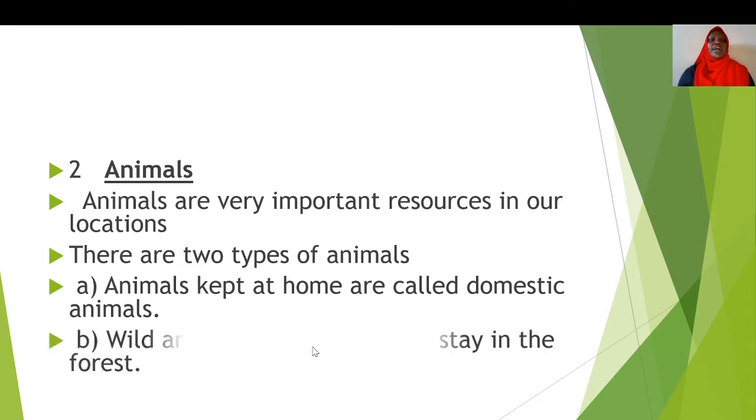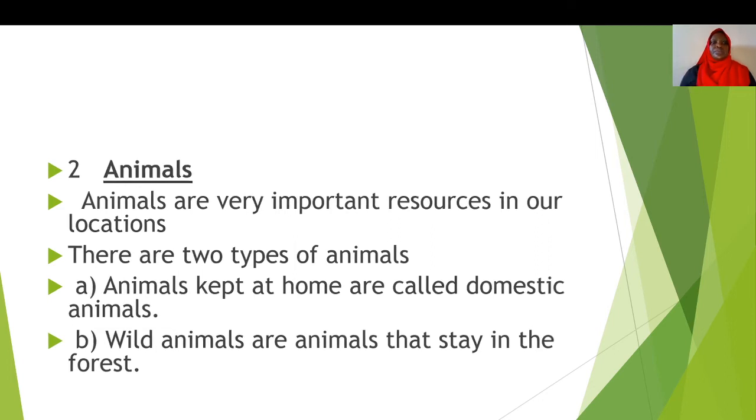Number two, we have the wild animals, and we know the wild animals live in the forest. These ones you find in the forest, or you find them in the national park. And wild animals are the animals that live in the forest or in the national park.